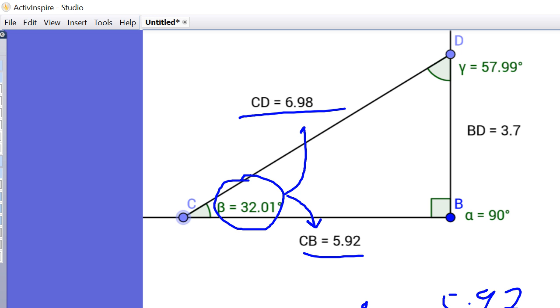But when we look at this thing here, this fraction could be expressed as a decimal. And if I grab my handy dandy calculator and go 5.92 on 6.98, we get 0.848, and it actually goes on and on and on.